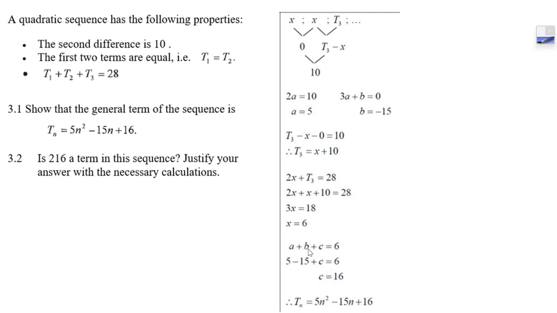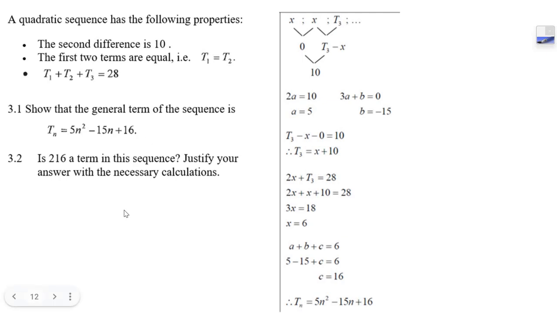And now you go a plus b plus c. Well, a is 5, b is minus 15. That's going to be minus 10. Add it. There you go. C is 16. And that's it. You've done the whole thing. But even if you hadn't done all this, you should have been able to figure out the 2a is 10 and the 3a plus b is equal to 0. So you'd get a lot of marks, even though it's a pretty hard question.